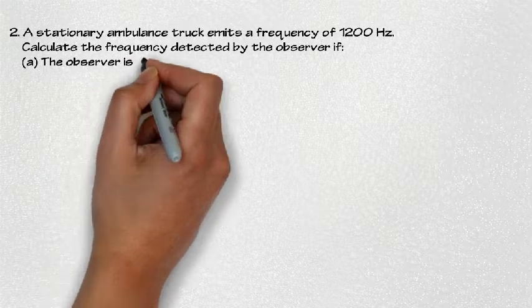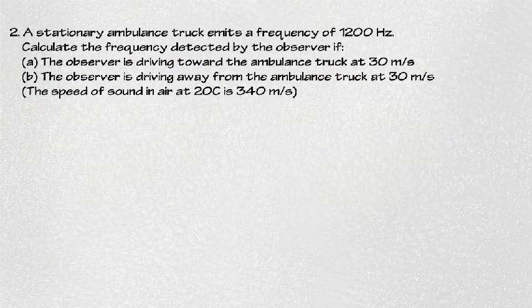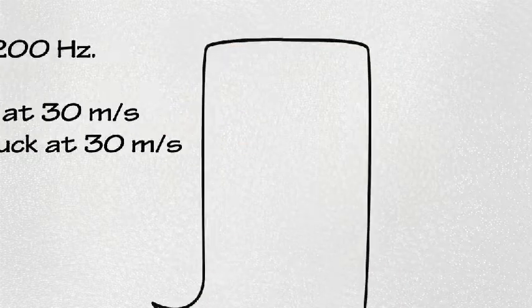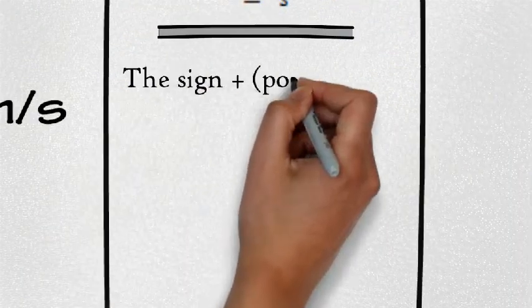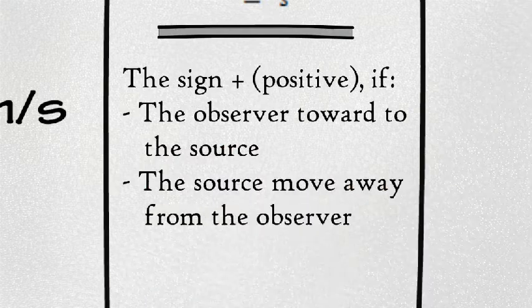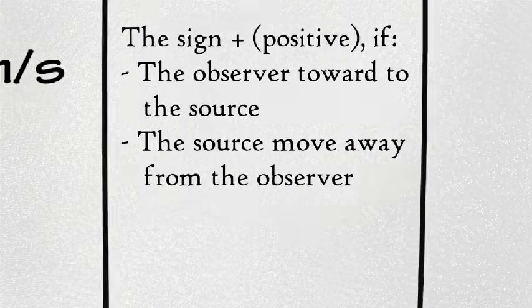Question number 2. A stationary ambulance truck emits a frequency of 1200 Hz. Calculate the frequency detected by the observer if A. the observer is driving toward the ambulance truck at 30 meters per second and B. the observer is driving away from the ambulance truck at 30 meters per second. The speed of sound in air at 20 degrees is 340 meters per second. We use the same formula and the same statement for the sign.